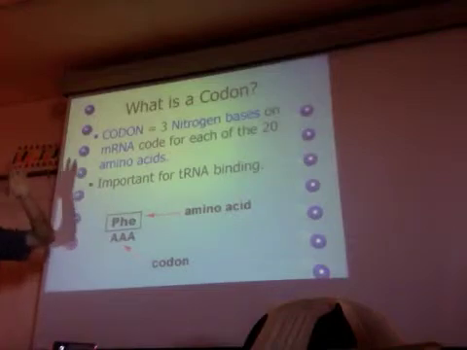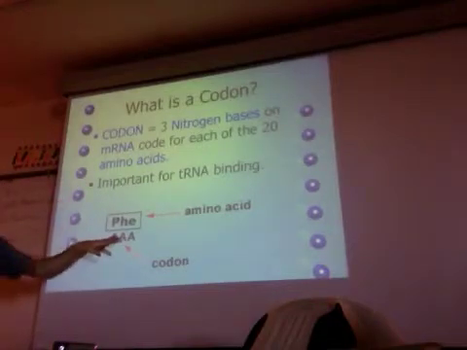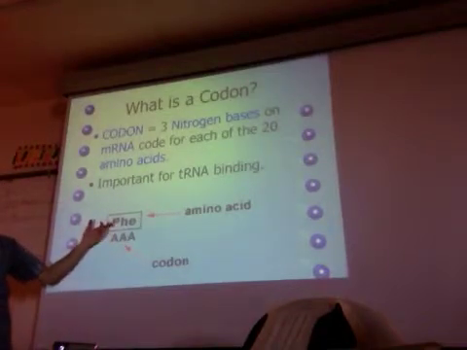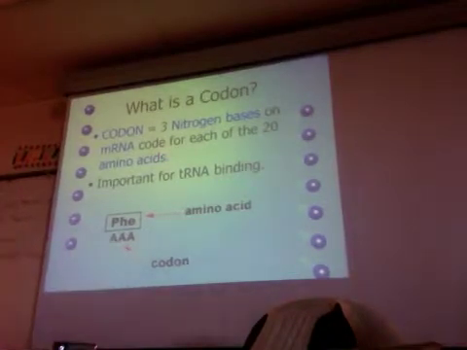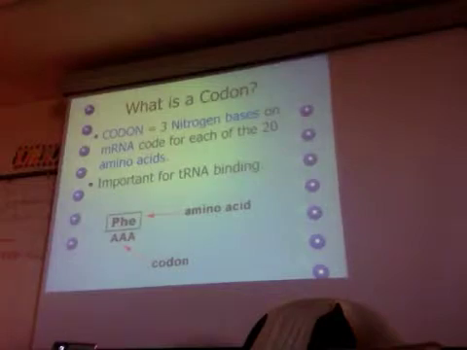I'm sorry, let me rephrase that. The codon is the 3-base pair sequence on the mRNA that codes for a specific amino acid. Okay? And we'll see why that's important when we get to translation in a moment.